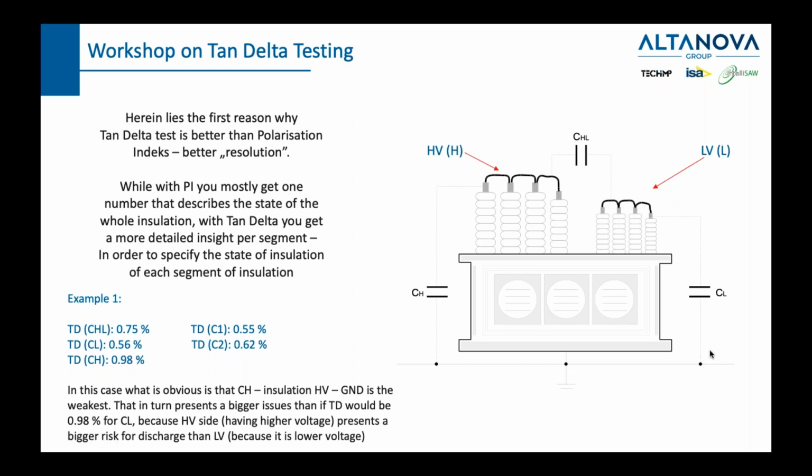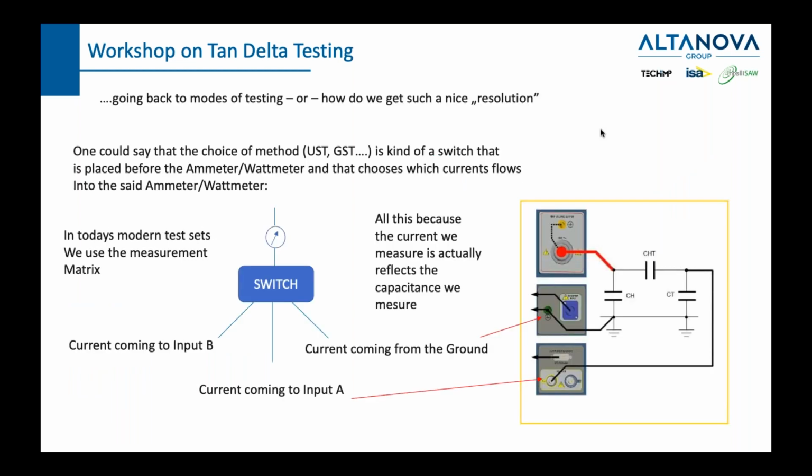Now, of course, a low voltage can also discharge, but the biggest problem would be if we had a CHL at 0.98, that would really present a problem, and we would have to do a voltage sweep then, and maybe some additional tests like partial discharge, etc. So let's go to the modes of testing to understand what this actually is. So we should keep in mind next.